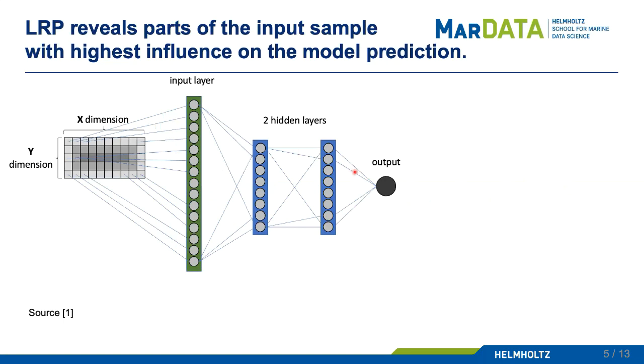Then we move back layer by layer until we reach the input space, which is the two-dimensional sea surface temperature anomaly field. Then we can assign a certain relevance score to each of the input pixels. That's the idea of layer-wise relevance propagation. These relevance scores can then be visualized as heat maps and give us humans an intuitive understanding of which parts of the input samples have the highest relevance for the model prediction.